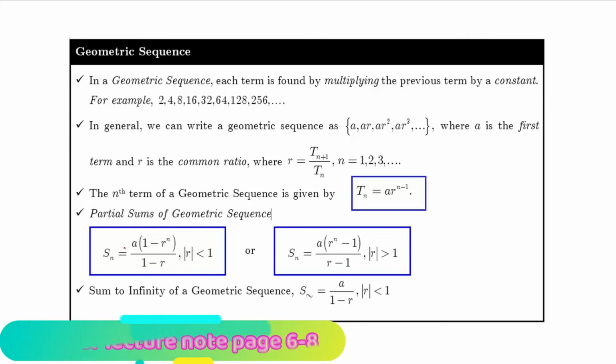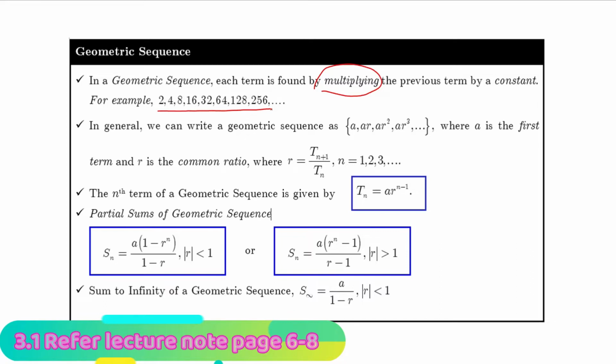Hi, we are now in geometric sequence, and as previously, I will use GS to represent geometric sequence throughout the video. So in a geometric sequence, each term is found by multiplying the previous term by a constant. For example, we have, this is an ascending order of geometric sequence, 2, 4, 8, 16, and so on. And you can see here that each term is a multiple of 2 from the previous term.